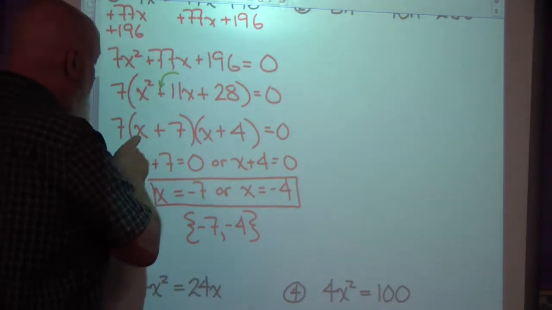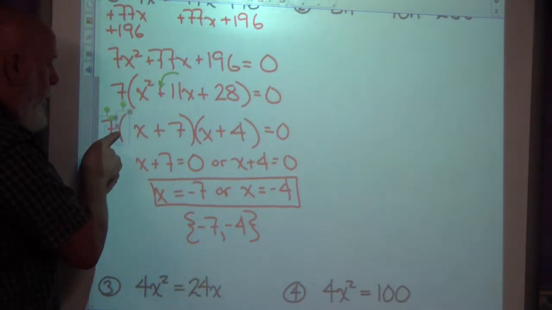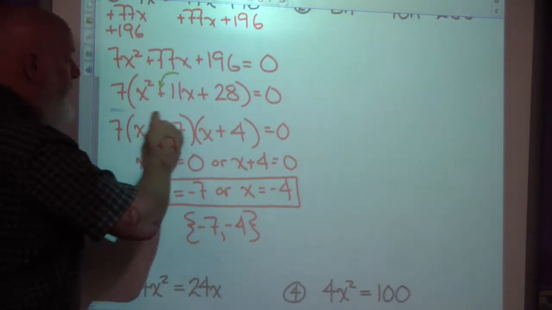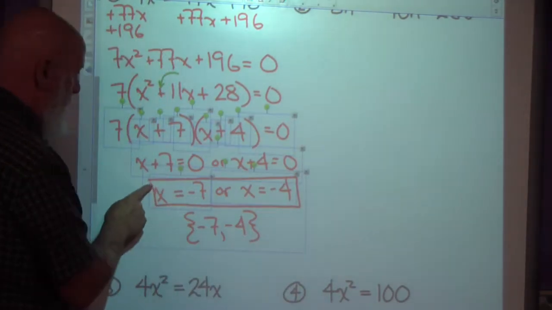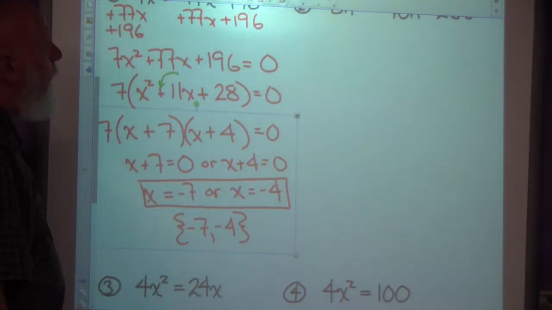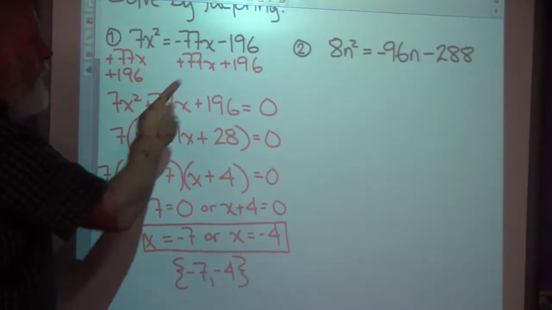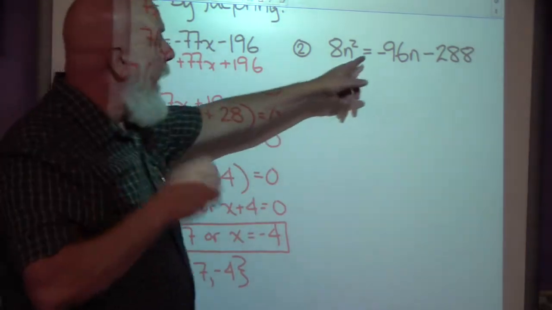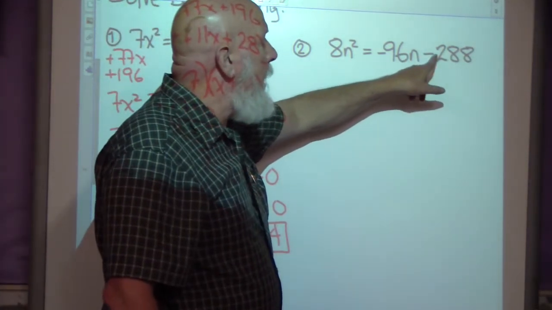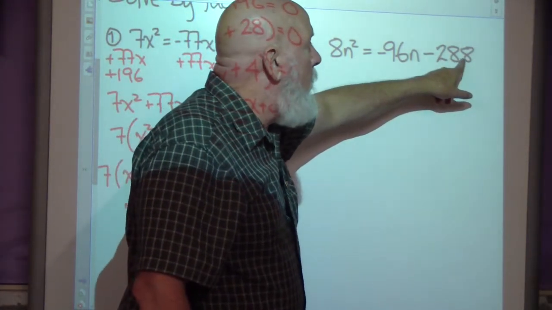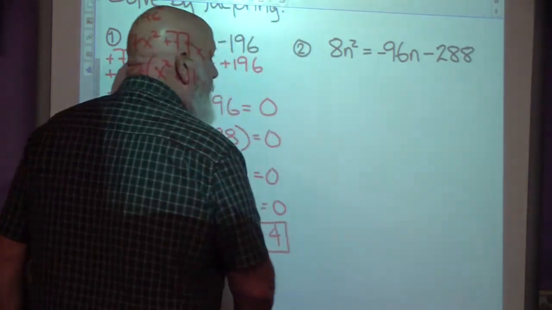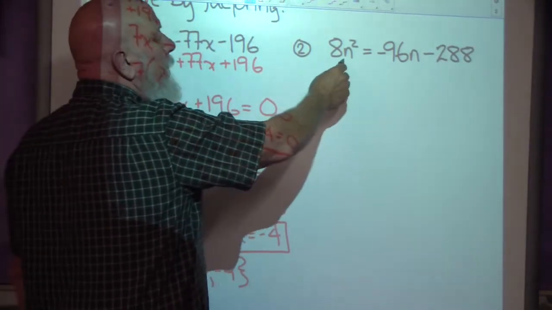Okay, so let me scooch these over if I can. Give myself room to work over here. There we go. All right. So hopefully that made sense. I'm going to do another one here. I'm going to add 96n to both sides and add 288 to both sides. And this time, instead of showing it like this, I'm just going to do it in my head.